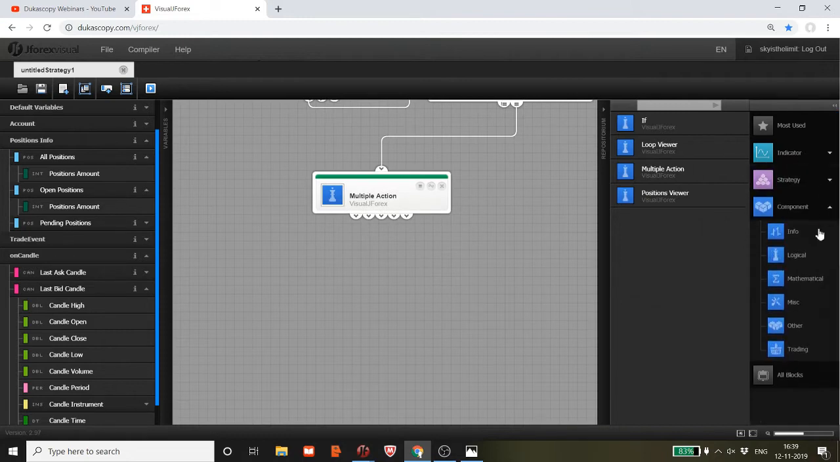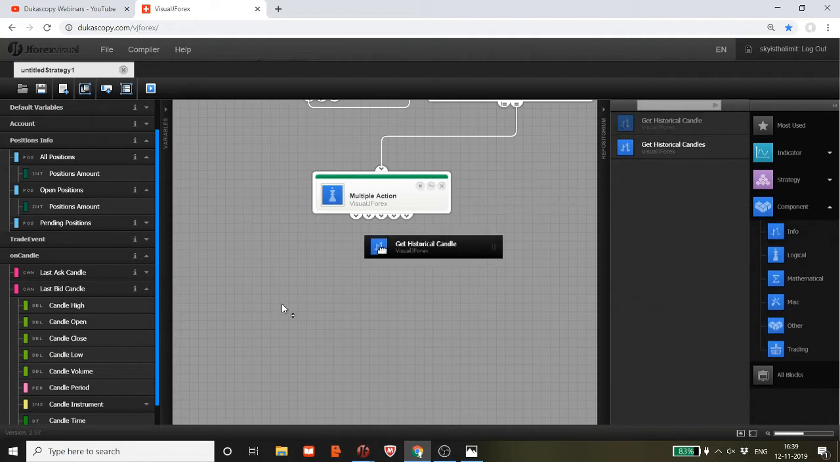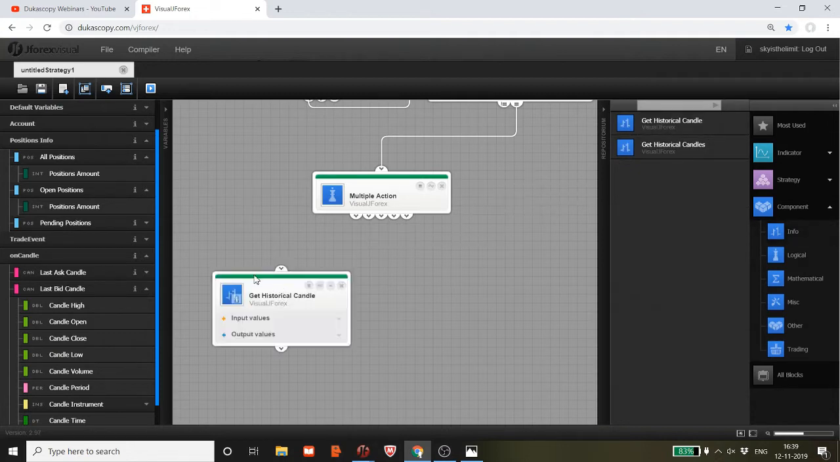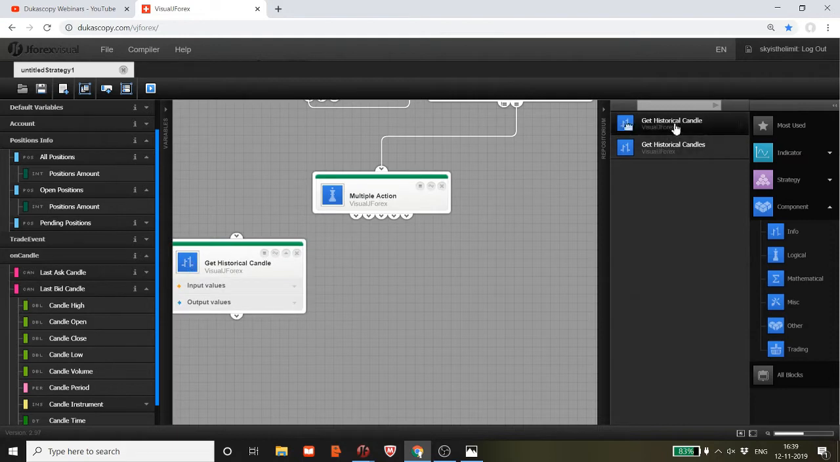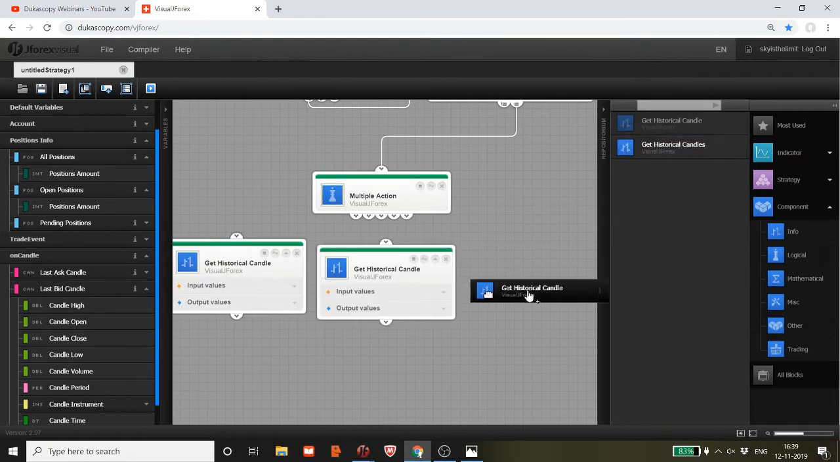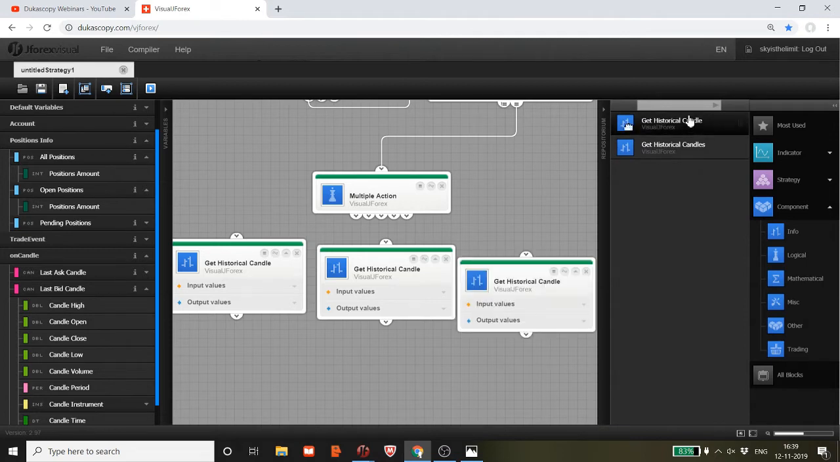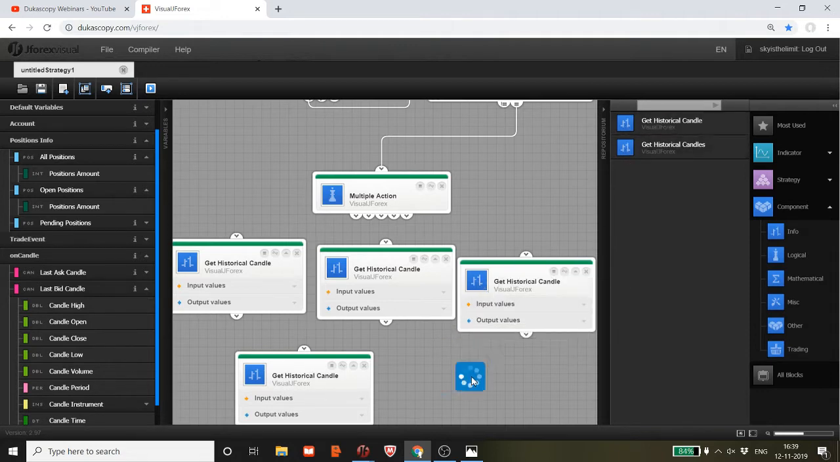Now take the historical candles block from the info section. We will need 5 blocks for the 5 instruments. So 1, 2, 3, 4, 5.